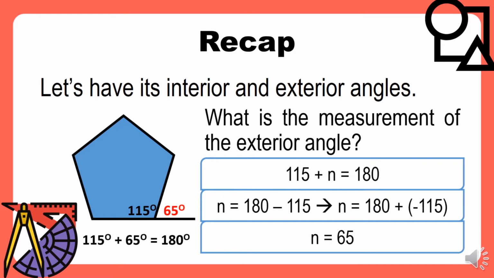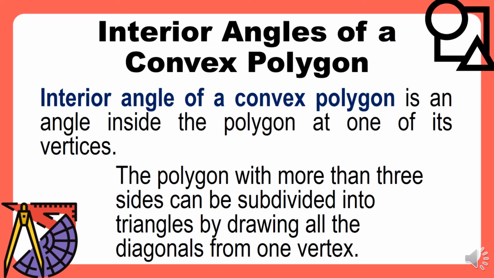Ngayon naman ay pag-usapan natin ang interior angles ng isang convex polygon. What is the interior angle of a convex polygon? The interior angle of a convex polygon is an angle inside the polygon at one of its vertices. Tandaan na ang interior angle ng convex polygon ay ang angle sa loob na nabubuo sa pagsasama ng dalawang adjacent side at may common o iisang vertex.